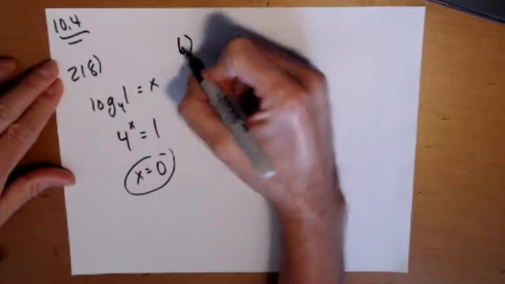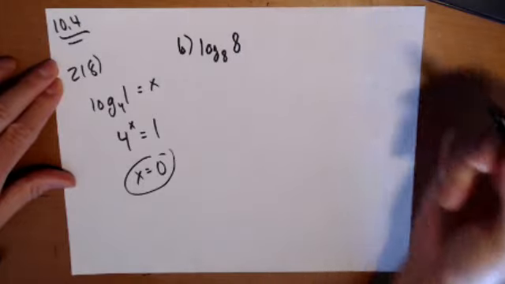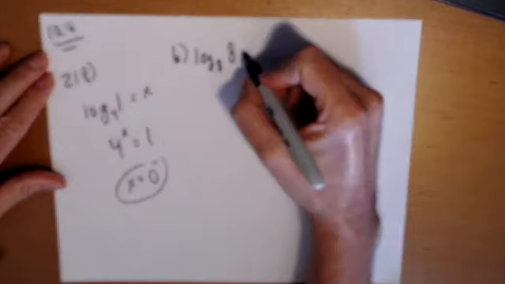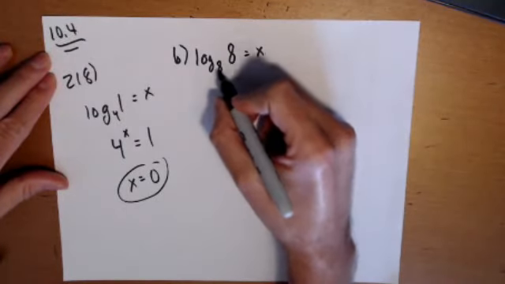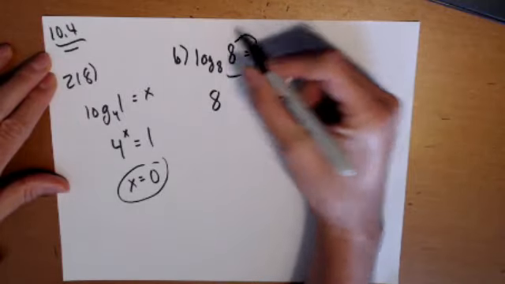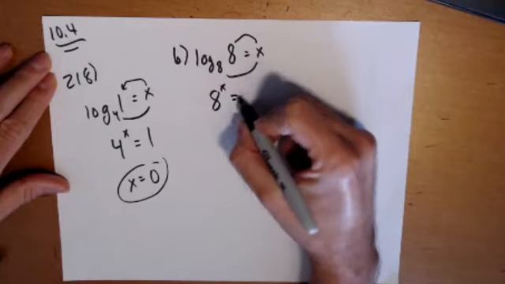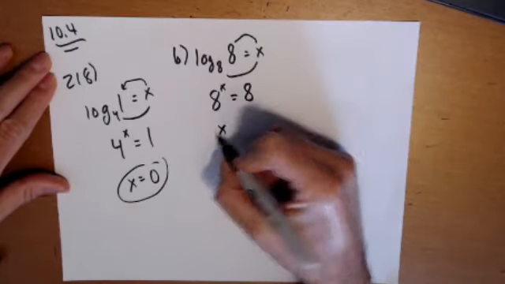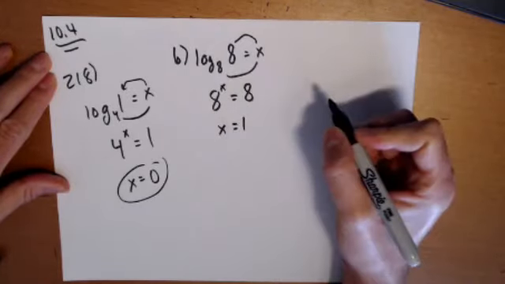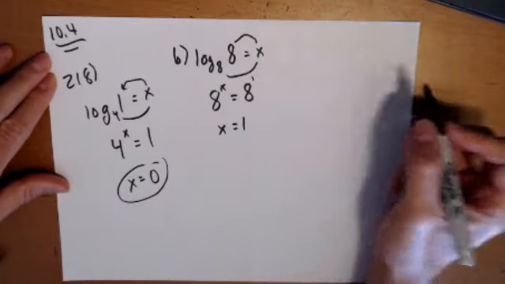Okay. Part B, log base 8 of 8. So once again, like we did in previous chapters, I'm just going to set it equal to x and go from logarithmic to exponential. 8 to the x is 8. Remember how we did that? You just look at that and say, obviously it's the first power, so x must be 1. So maybe say 8 to the 1. Bases are the same, so exponents have to be the same.